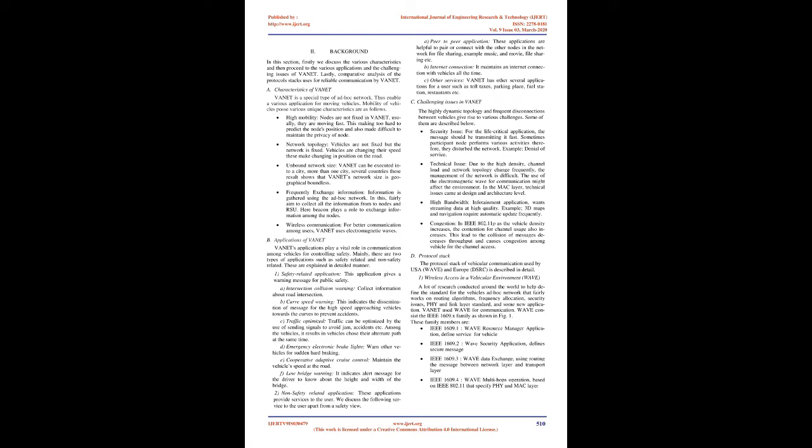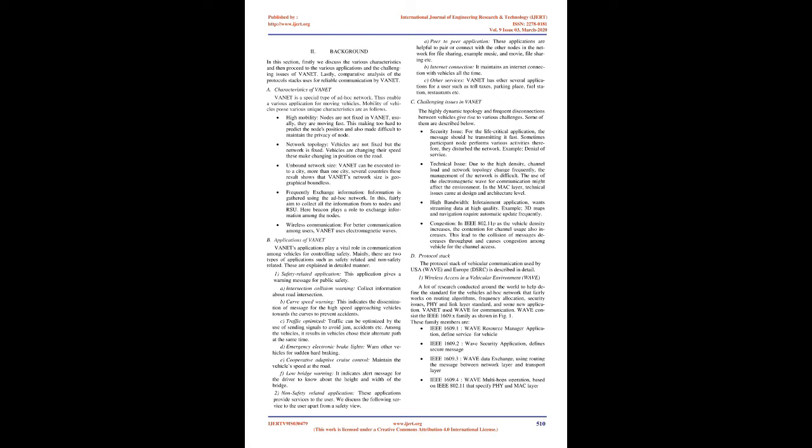A. Intersection collision warning: collects information about road intersections. B. Curve speed warning: this indicates the dissemination of a message to high-speed vehicles approaching curves to prevent accidents. C. Traffic optimization: traffic can be optimized by sending signals to avoid jams, accidents, etc. Among the vehicles, it results in vehicles choosing an alternate path at the same time.